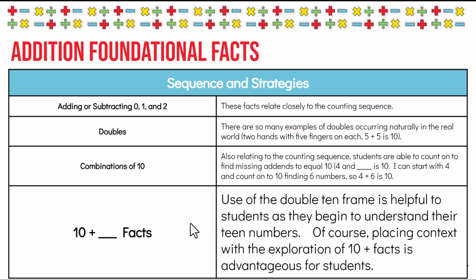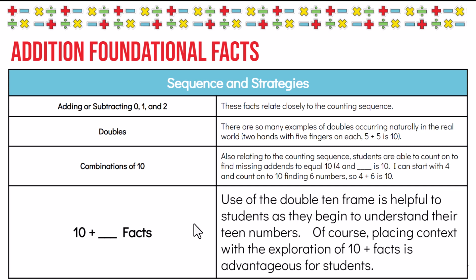Understanding that a teen number comprises a 10 and some more units is a key goal in our early grades and is essential for eventually using some other derived strategies known as making 10 and pretend to 10 that we'll talk about in a few minutes. Use of the double 10 frame is helpful to students as they begin to understand their teen numbers. Of course, placing context with the exploration of our 10 plus facts is advantageous for our students.